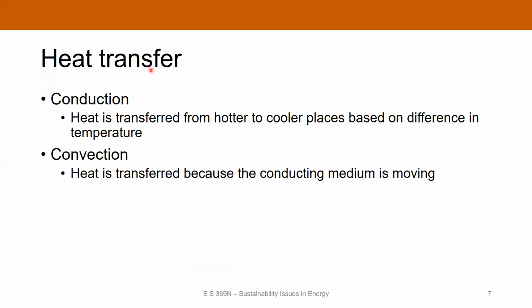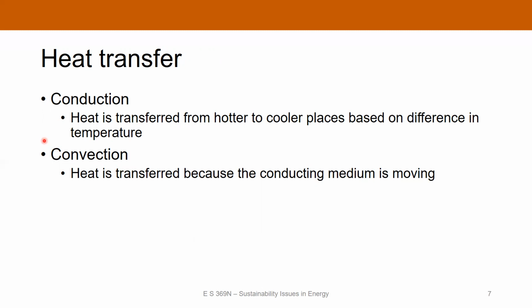Now, there's two different types of heat transfer that we have to consider. One of them is conduction, and this is simply the transfer of heat from hotter places to cooler places, based on the difference in temperature. Okay, so if you take a hot cookie sheet out of the oven and just set it down on the counter, it will cool off because the air around it is cooler than the cookie sheet. Okay, that's conduction.